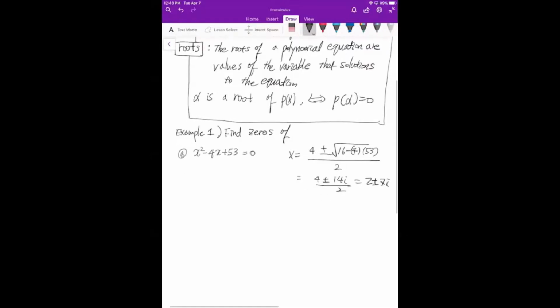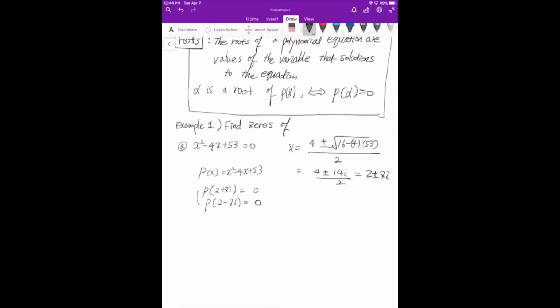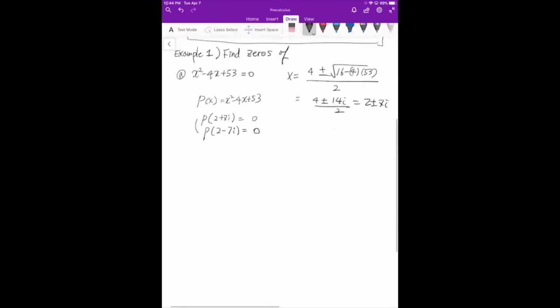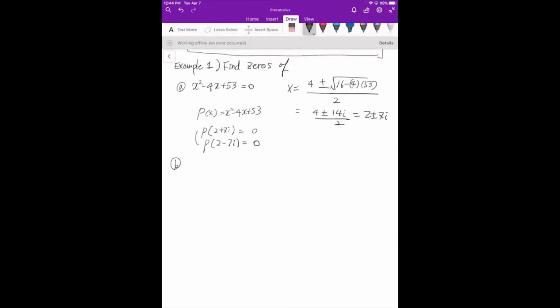So what you can say is that, let's put this as P(x), is x squared minus 4x plus 53. When your x is 2 plus 7i, then the whole thing is going to be 0. Vice versa, if you plug 2 minus 7i instead of your x, you also get 0. That's why they're zeros. All right? Is it okay? I'm going to move on. Stop me if you have any questions.